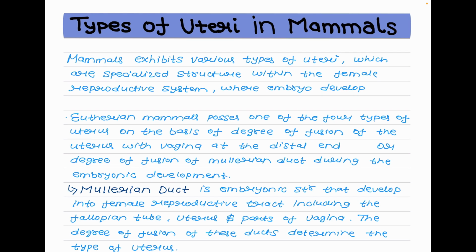The Müllerian ducts are embryonic structures that develop into the fallopian tubes, uterus, and a part of the vagina in the female. The degree to which these ducts fuse determines the type of uterus a mammal will have. Let's explore each type one by one.